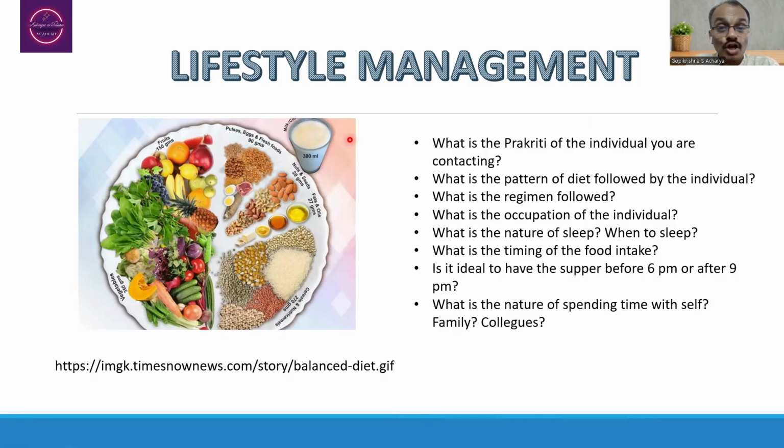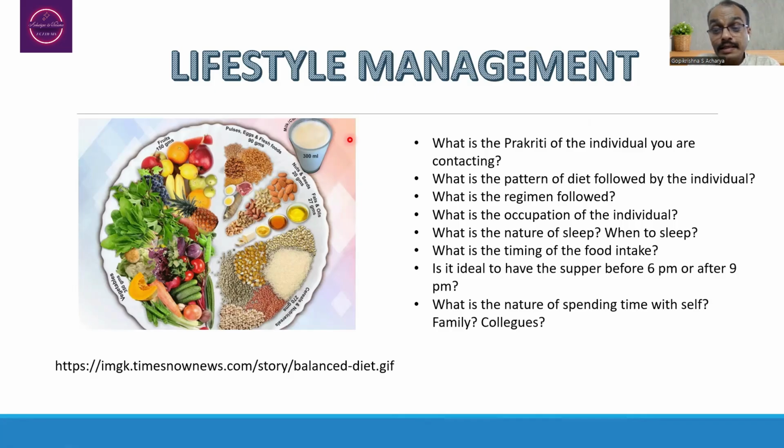What is the occupation of an individual? Is it physically challenging, or is it mentally distressing, or does it require more sedentary work as such? In that way, the occupation of an individual counts a lot whenever we are planning the lifestyle modification.